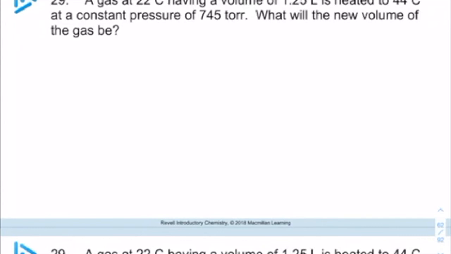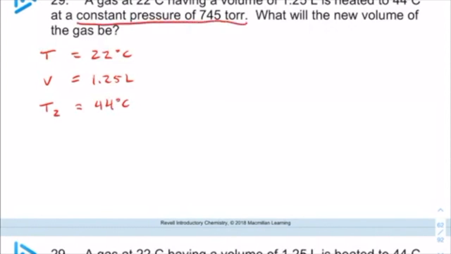Nine. A gas at 22 C, so it's nice to make lists, has a volume of 1.25 liters. Is heated to 44 degrees C. So I have a T2 now. At constant pressure, and it's an important part. What will the new volume be?